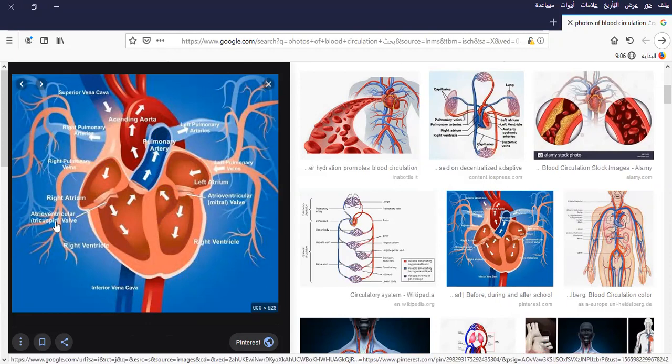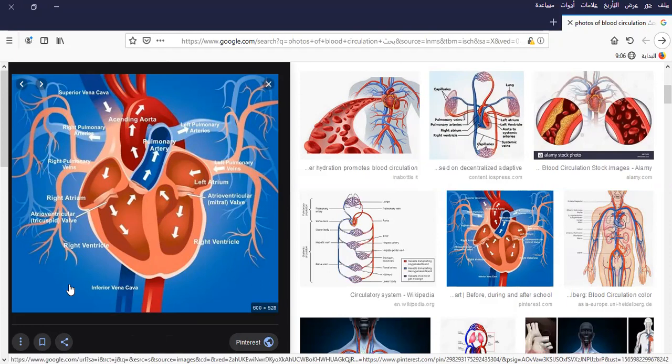The vena cava collects blood rich in carbon dioxide from all body parts and gets it to the right atrium. As you can see, the vena cava has two branches: the superior vena cava and the inferior vena cava. The superior vena cava collects blood from the upper body parts, and the inferior vena cava collects blood rich in carbon dioxide from the lower body parts.